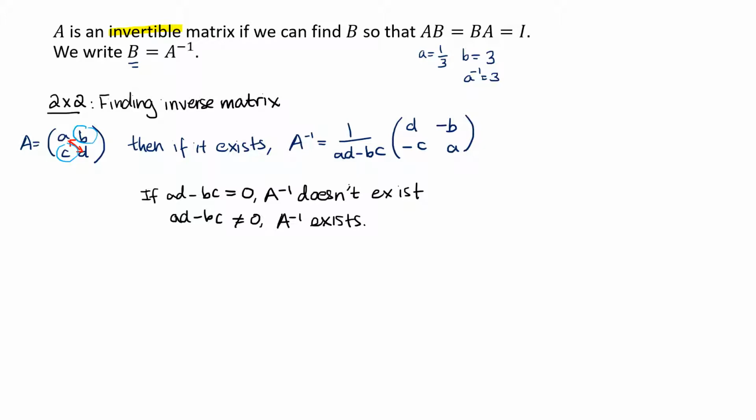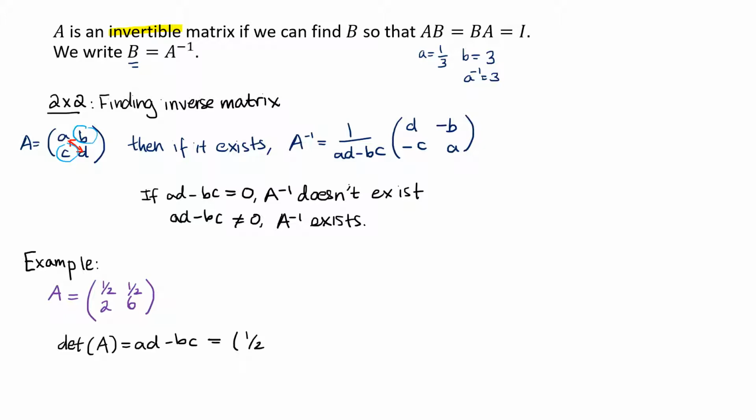So let's try this out with an example. Okay, we're going to look at A equals 1/2, 2, 1/2, 6. So first, let's just check to see whether this denominator AD minus BC exists. We call this the determinant of A. So we have 1/2 times 6 minus 1/2 times 2, or 3 minus 1 is 2. Okay, so since this is not equal to 0, A inverse exists.